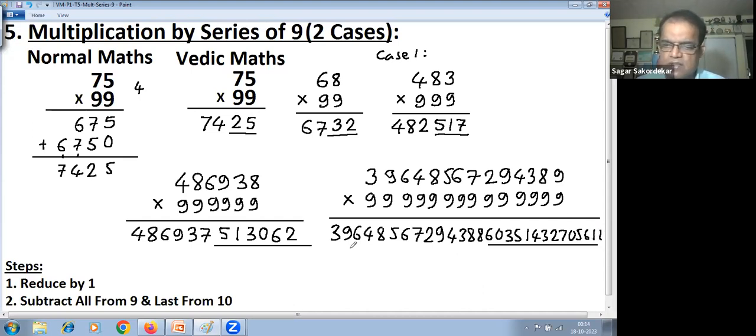Let's check how many digits the answer you got has. 1, 2, 3, 4, 5, 6, 7, 8, 9, 10, 12, 13, 14, 15, 16, 17, 18, 19, 20, 21, 22, 23, 24, 25, 26, 27, 28. Double. 14 digit multiplied by 14 digit. This answer you cannot get on a computer or calculator because it cannot represent such a big number. But in Vedic Maths, you can solve it orally. So this is case one, where the number of digits and number of nines are the same.